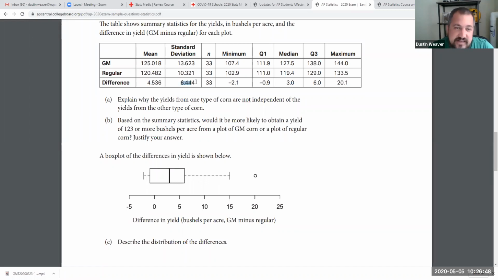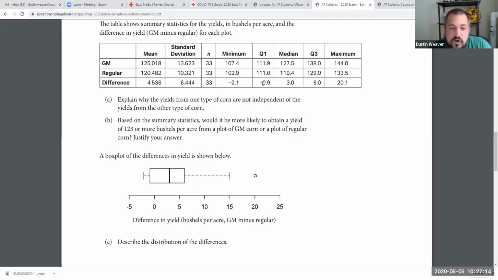The standard deviation is another measure of spread. That is 6.444. The interquartile range, Q3 minus Q1, is another measure of spread. That's 6.0 minus negative 0.9. So that would be 6.9. So those are all measures of spread. The range, the interquartile range, the standard deviation.